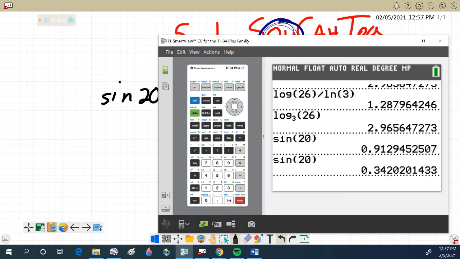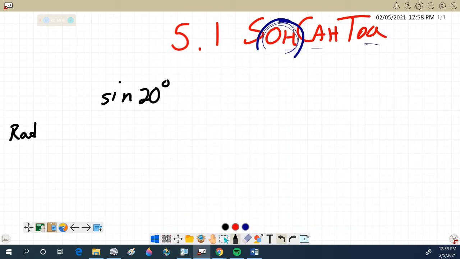If you're using one of my calculators on the wall, you'll see a little rad or deg on your screen. We don't want this one. You have to use degrees. Your phone calculator will have some way to switch between radians and degrees. You have to make sure that your calculator's in degrees or you'll get the wrong answers.